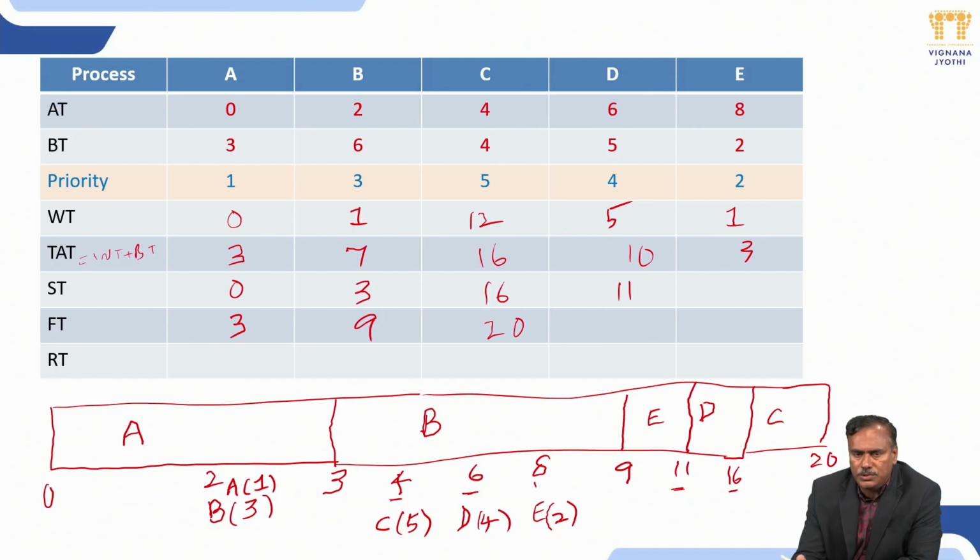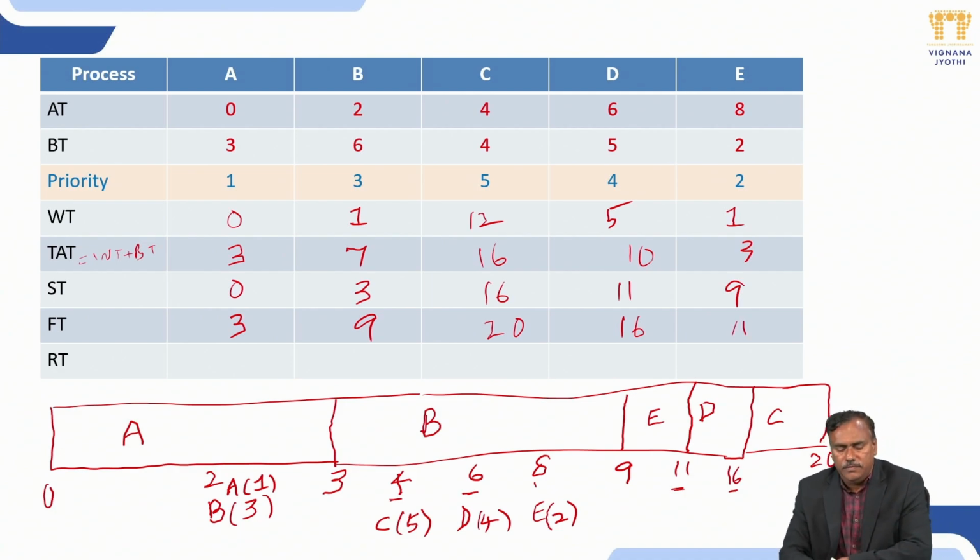I think I understood the use of this Gantt chart. This is going to be very useful. By means of this chart, you can easily find the things that you are asked. Process D, 11 is the start time, 16 is the finish time. Process E, start time is 9, finish time is 11. So these are the starting times and finish times of the processes.